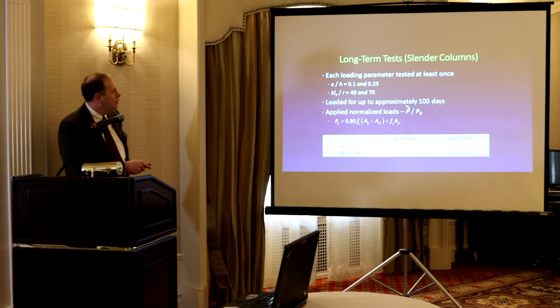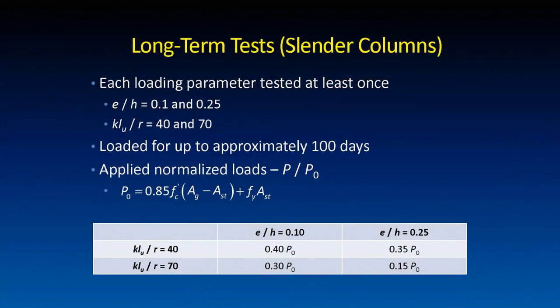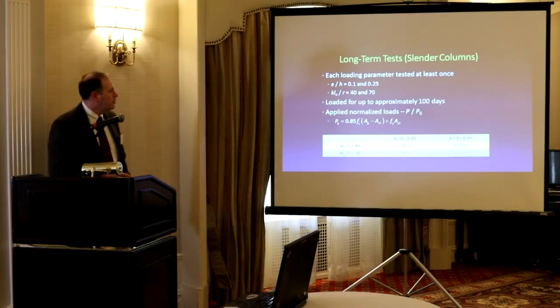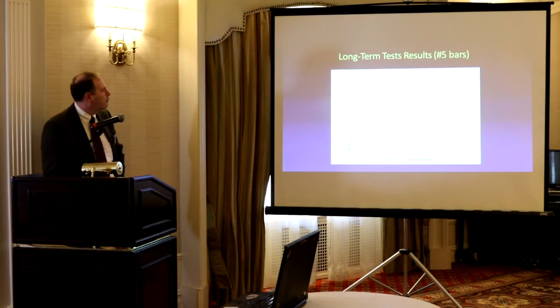Applied normalized loads relative to the squash load, again, the P0 total load. You'll see here we had some different ratios, so we went about 40% here at the 40 ratio and 35% with higher. The higher the moment, I can't load as much. And also at the 70, you really can't put much axial load on these things. You have to lower that load a lot that we can sustain under. And so there's where our sustained levels.